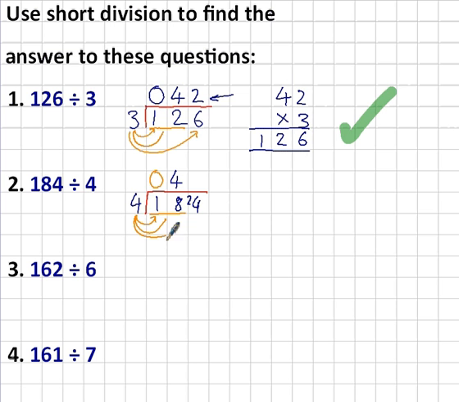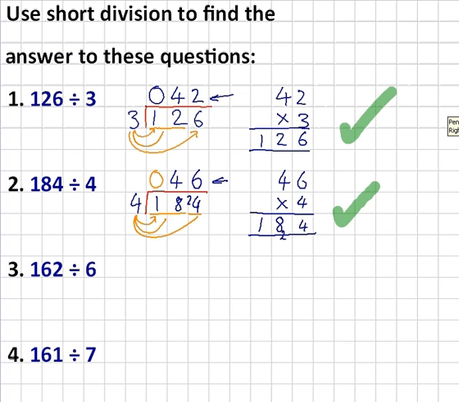Now, does 4 go into 24? Yes, it does. It goes in 6 times. 4, 8, 12, 16, 20, 24. 6 times. So I make the answer 46. Let's just check by doing a multiplication. 46 times 4, does it give us 184? 6 times 4 is 24. 4 times 4 is 16, plus the 2 I'm carrying is 18. There we go, 184. So I was right with the answer 46.